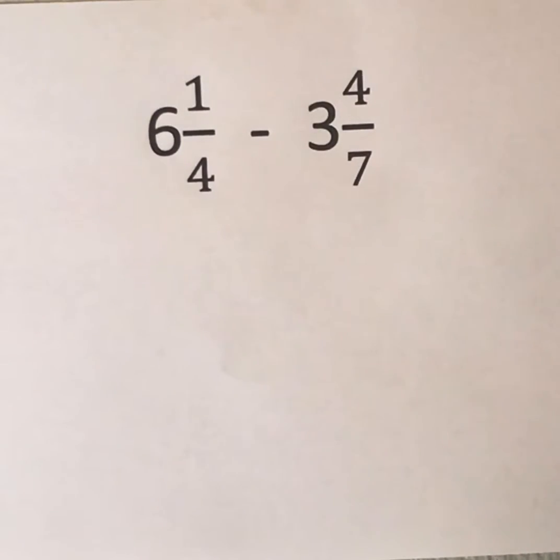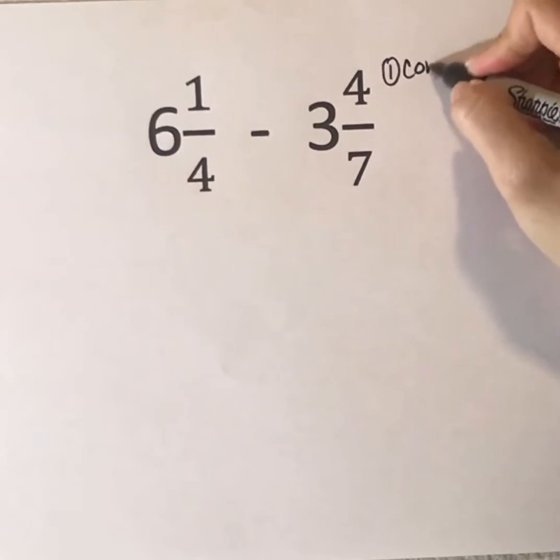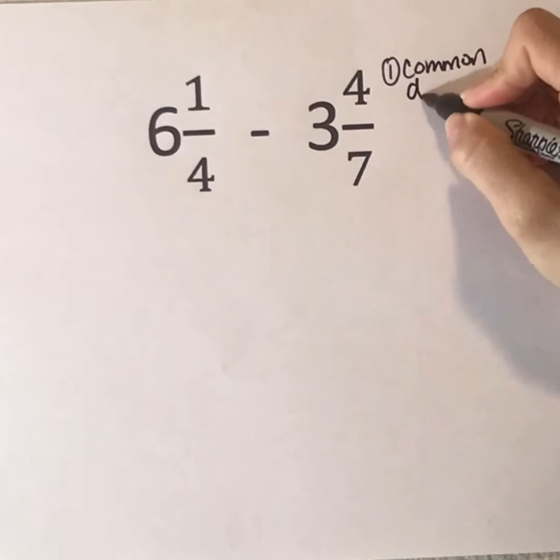All right, we're going to subtract mixed numbers. We're going to subtract 6 1/4 minus 3 4/7. So to subtract these, the first step we're going to do is find a common denominator.